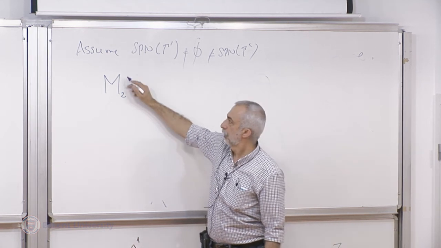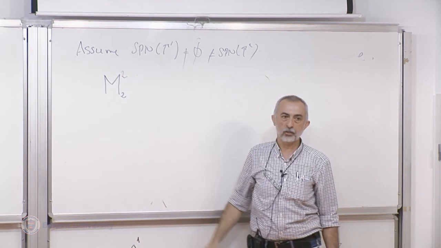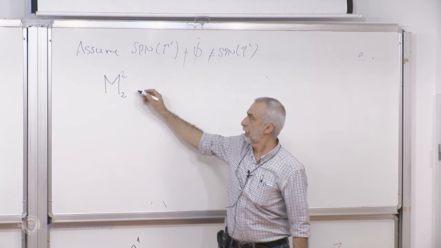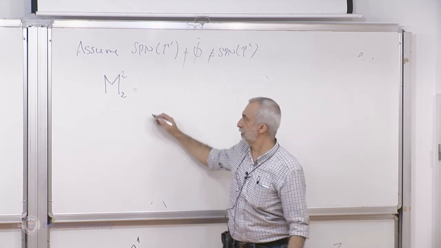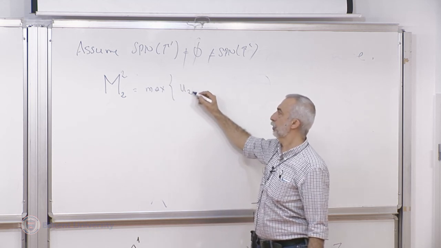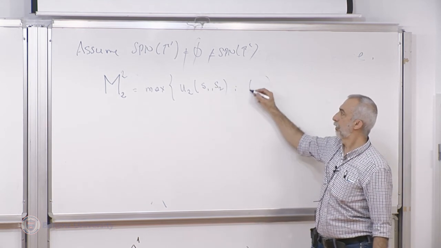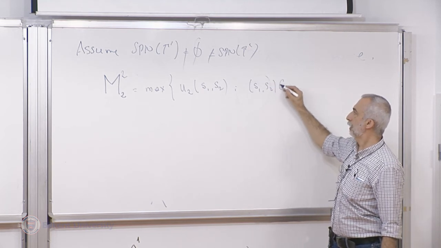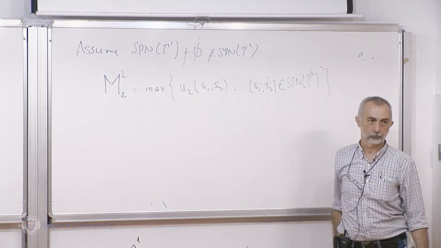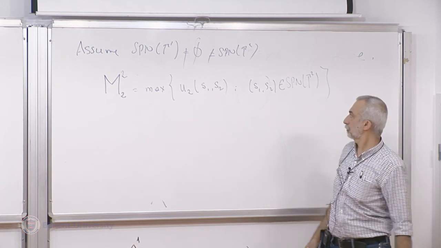Subscript 2 denotes the agent that we're talking about. Superscript 2 denotes the game, the agent who starts playing in that subgame. So I'll write this. Don't write yet. That's going to be the maximum of U2 of S1, S2, where S1, S2 is a subgame perfect Nash solution of the game gamma 2. So far, so good?